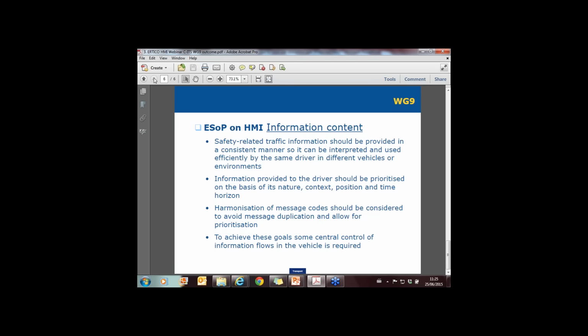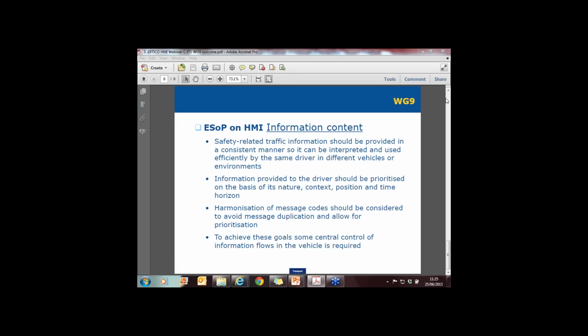Now, a more technical issue, which is probably not to be dealt with necessarily within the European Statement of Principle on HMI, but is the fact that if information needs to be provided on the basis of the context and in a form that takes the priorities into account, safety priorities, then that means that some kind of harmonization of message codes needs to be considered in order to allow for that to happen. And then that means some kind of central control of those information flows is needed in the vehicle. Of course, this reflection is not about the interaction itself, but how those information flows have to be taken into account together in order to provide the driver with information that is relevant and necessary in the precise moment.